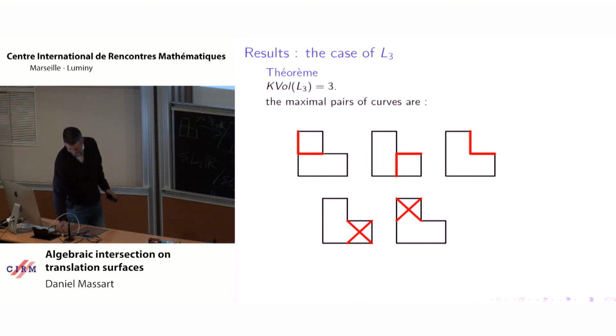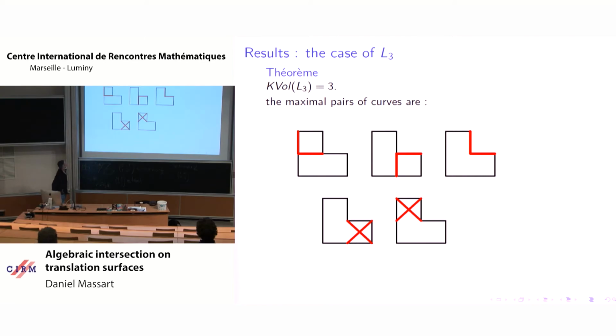So, first result. We compute Bill for this three-square surface, and we give the maximizing pairs of curves. So the red lines are the maximizing pairs. So there are a few of them. Okay, so far so good.